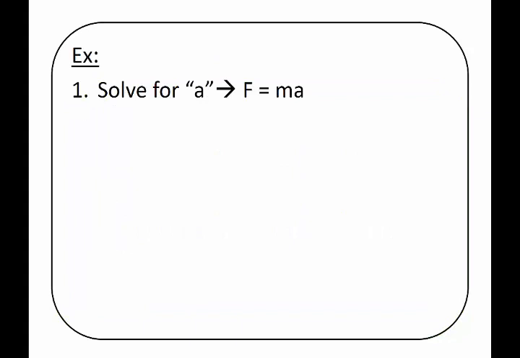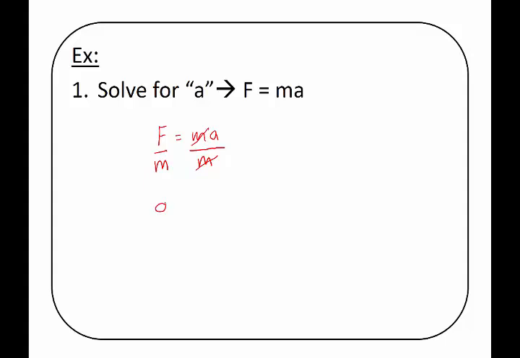So let's look at our first example here. We want to solve for a in F equals ma. So if we take this equation, F equals ma, remember, ma is the same as m multiplied by a. If we remember our algebra, to get rid of something that is multiplied by another value, we just divide both sides by that value. So F divided by m on one side and ma divided by m, that allows us now to cancel out the m's and get a all by itself.